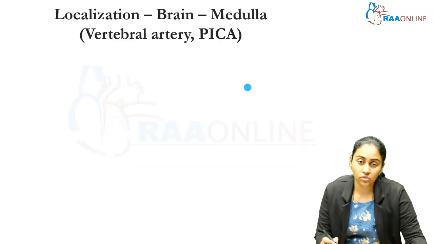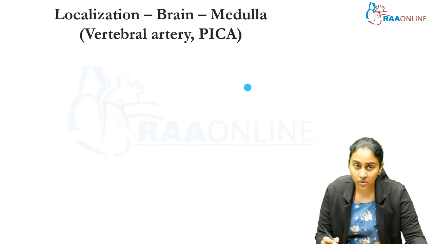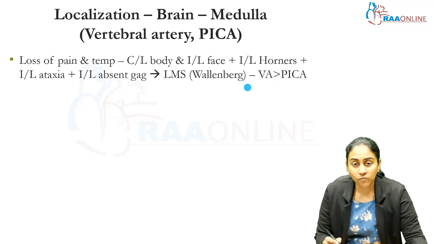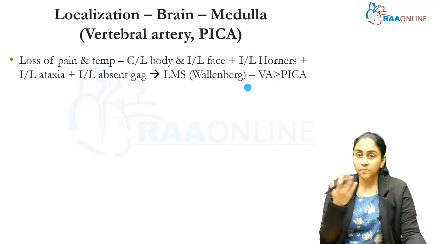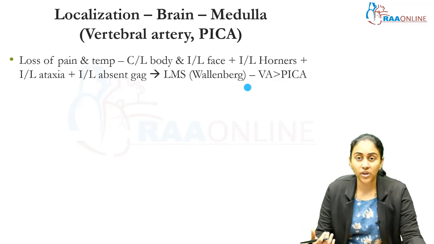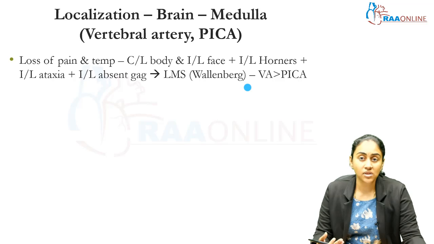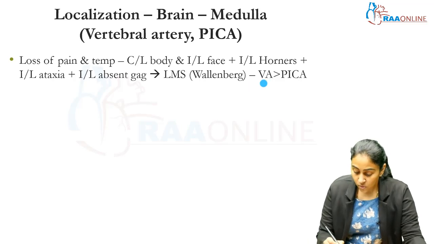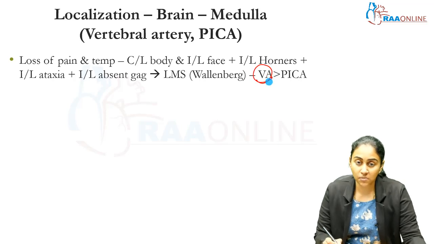Now moving on to localization in the medulla. Medulla is largely supplied by the vertebral artery and the PICA. Now, loss of pain and temperature in the contralateral part of the body and the ipsilateral part of the face. So ipsilateral facial loss of pain and temperature, and contralateral loss of pain and temperature in the body, with ipsilateral cerebellar features, ipsilateral Horner's, ipsilateral 9, 10, 11 palsy in the form of absent gag.